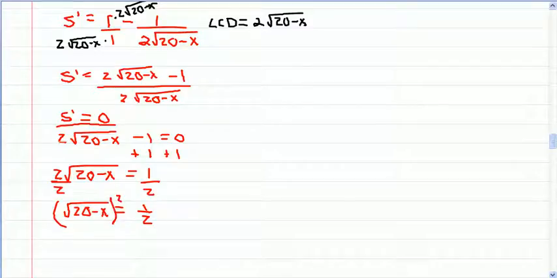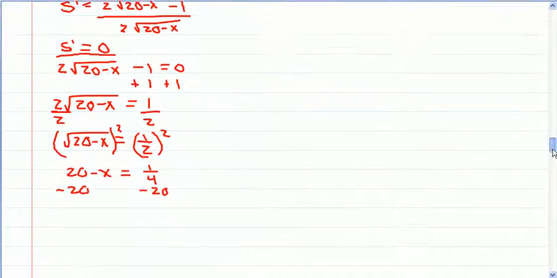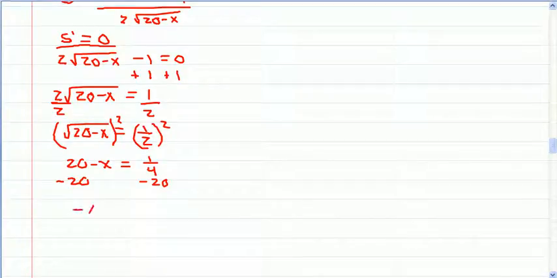And I square both sides, so that 20 minus x is equal to 1/4. And if I subtract 20, negative x is equal to 1/4 minus 20, which is negative 19 3/4. Divide both sides by negative 1, and x is equal to positive 19 3/4.